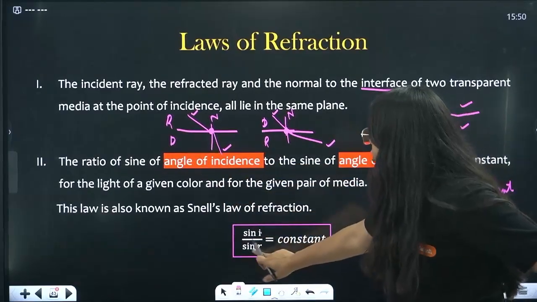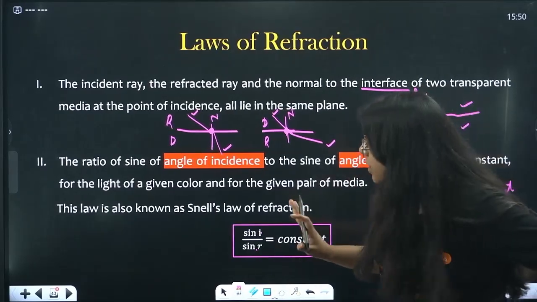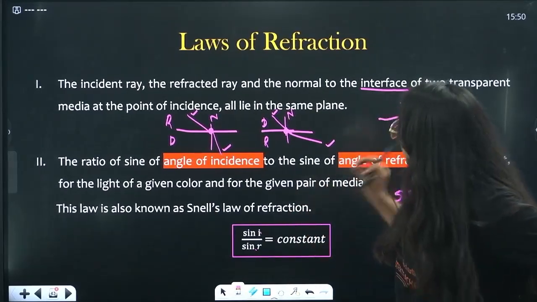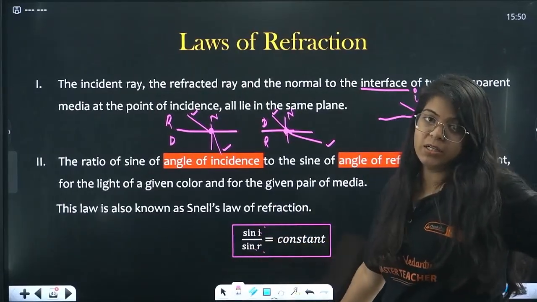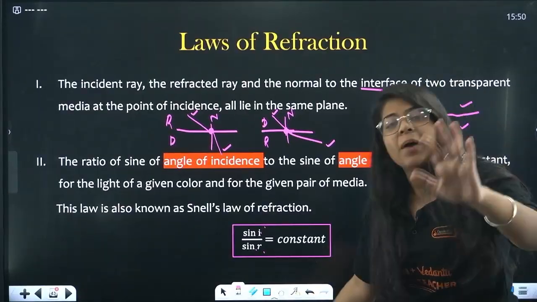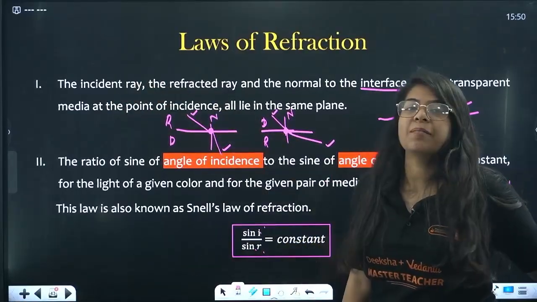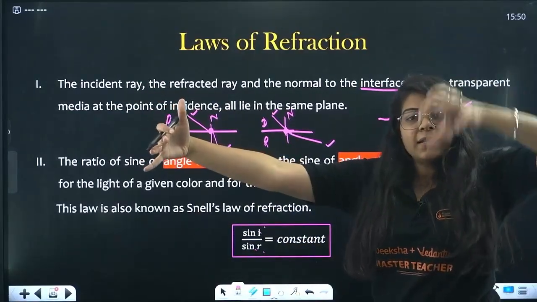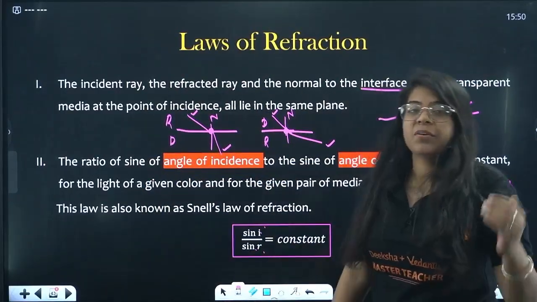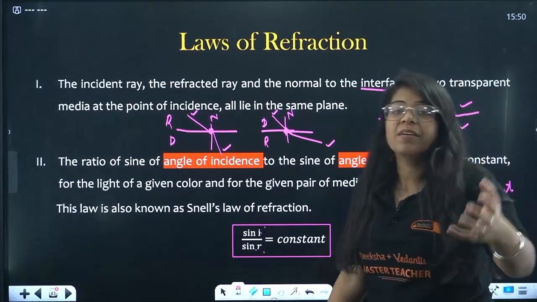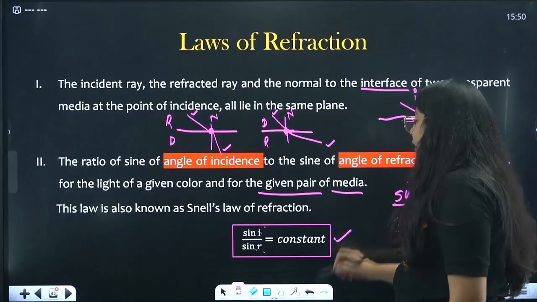The ratio of sine of angle of incidence to the sine of angle of refraction is a constant for the light of a given color and for the given pair of media. So for water and air this will be constant, but for water and glass this will be different. Throughout, this ratio will remain same. If there is a big glass, at this point where the ray is getting in and at this point where the ray is getting in, it's the same value. But for glass and air it is different, for glass and water it is different, for air and water it is different. Done? So for a given pair of media it will be constant.